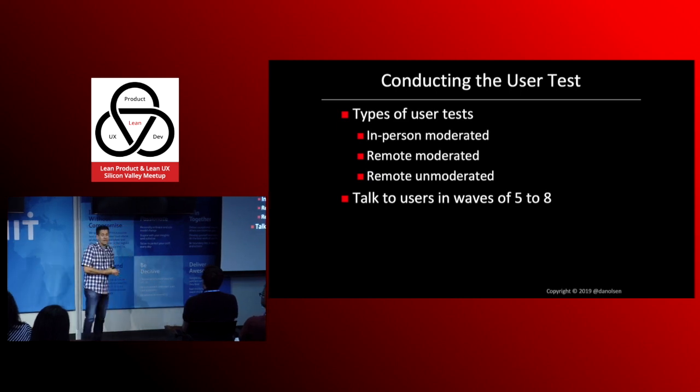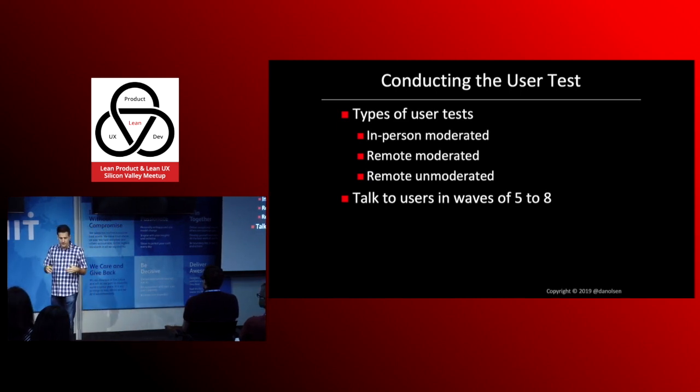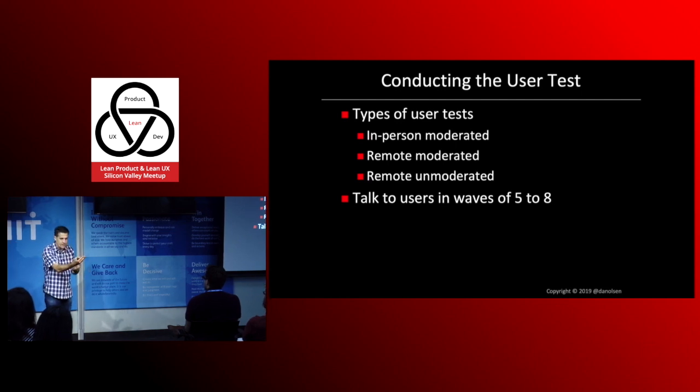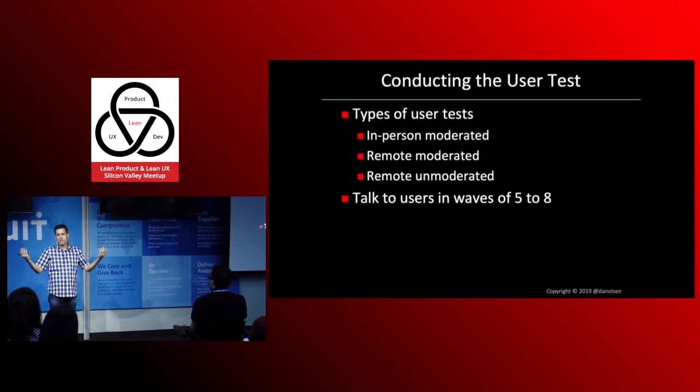In general, I prefer in-person because the fidelity of the communication, the data, is just higher. Little subtle things like, did the person sigh? Like if you had a little sigh while you're looking at something. Or I can actually see where your eyes are looking on the screen if we're close enough, right? If it's remote or moderated, it's not a big deal, but you lose those little things.